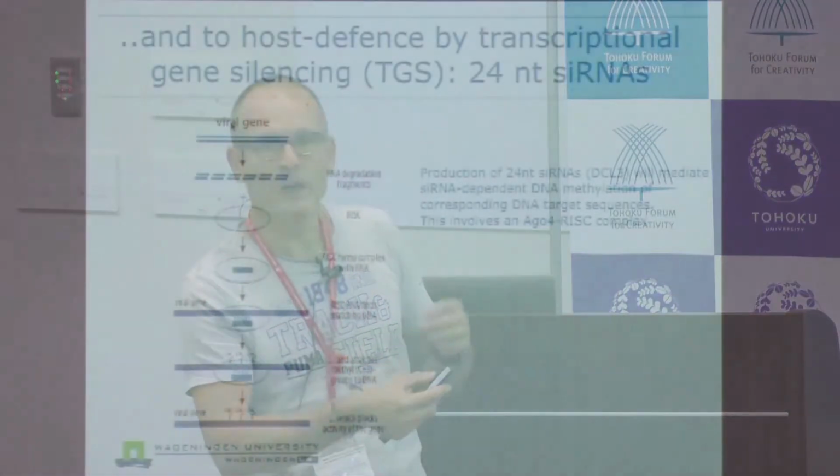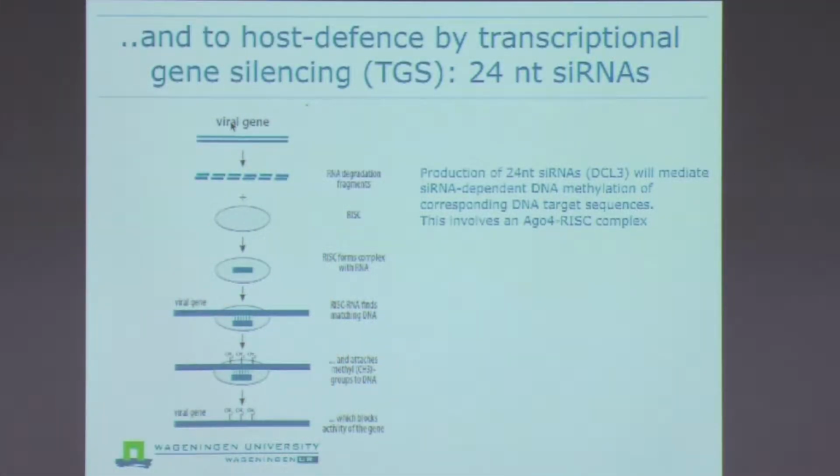But as said, Geminiviruses are also prone to transcriptional gene silencing, which means that somewhere down the line, these double-stranded RNA molecules are also processed by Dicer 3 into the 24 nucleotide siRNAs that load into RISC and lead to the corresponding methylation of cytosine residues in the DNA strand.